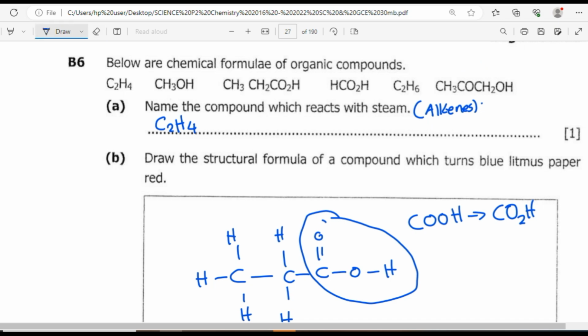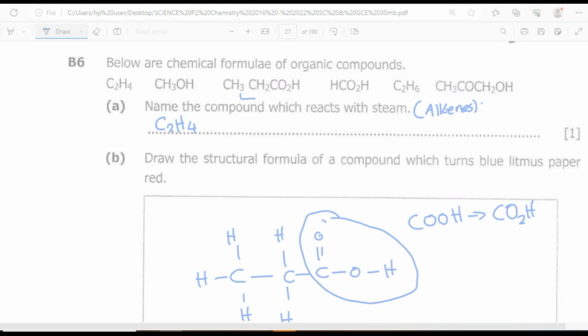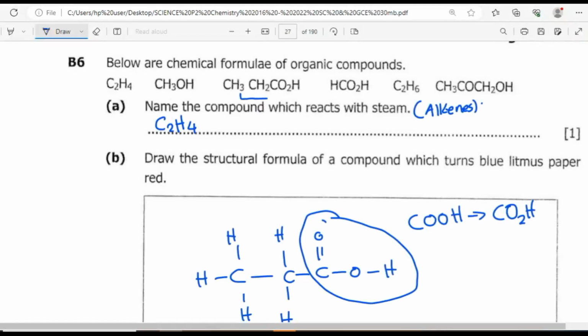So the number of carbon atoms is equal. What of hydrogen? We have 3 plus 2, which gives us 5, plus this one here, so we have a total of 6. So there are 6 atoms of hydrogen. Then let's check the other one: 3, 5, 6. So even the hydrogen atoms are equal.